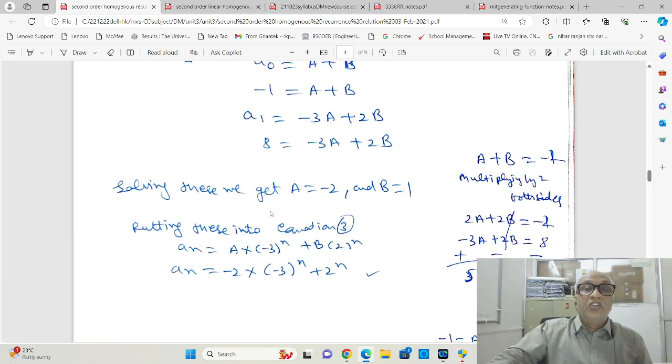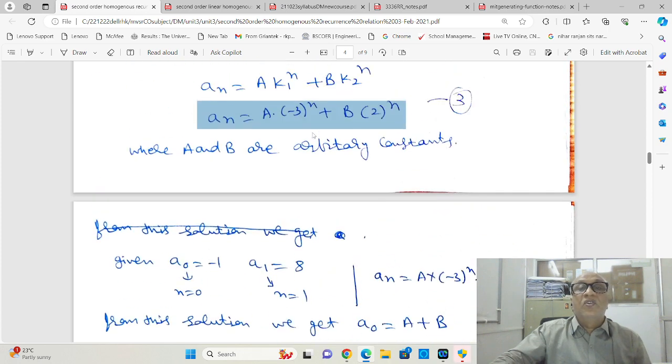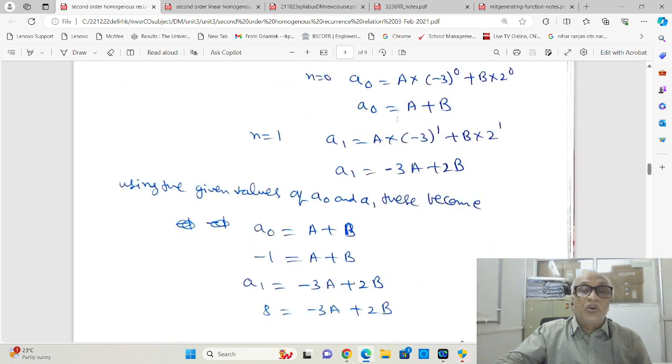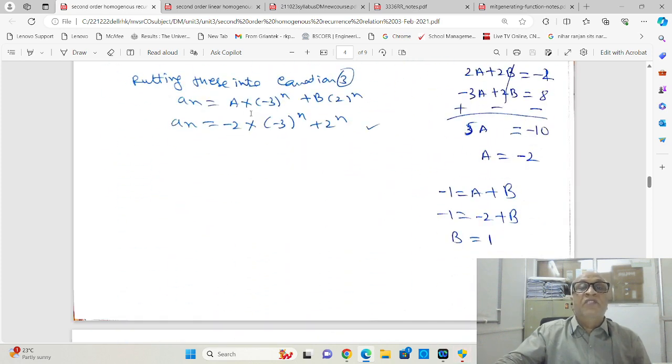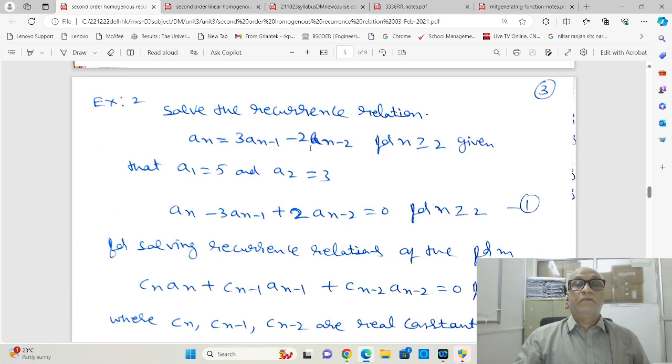So we will be giving the solution for this, for what? an equal to a into minus 3 to the power of n plus b into 2 to the power of n. So an will be equal to a into minus 3 to the power of n plus b into 2 to the power of n, which is equal to minus 2 into minus 3 to the power of n plus 2 to the power of n, because the value of a is minus 2 and the value of b is 1. So this will be our new equation. So we will take one more example here.